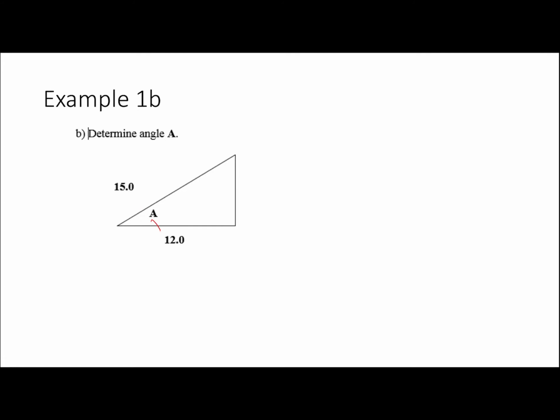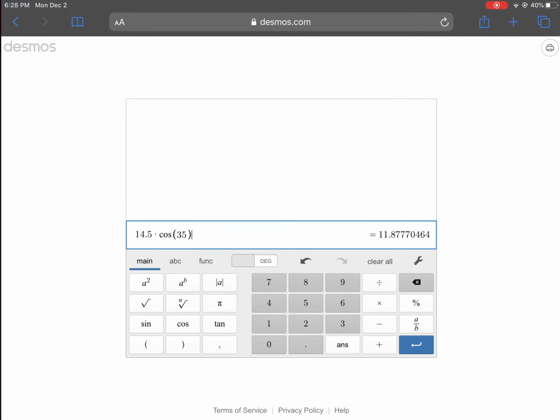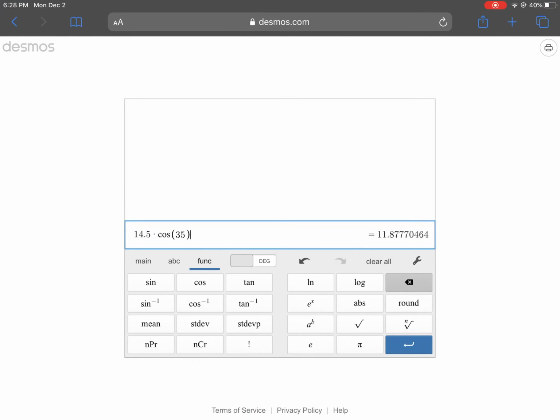Let's try this. Determine angle A. Well, I have adjacent. I have hypotenuse. So I can use cosine. So let's look at this. Cos of my angle equals adjacent, which is 12, over hypotenuse, which is 15. 12 over 15. So take the inverse cos of 12 over 15 to find the angle. So let's try that.